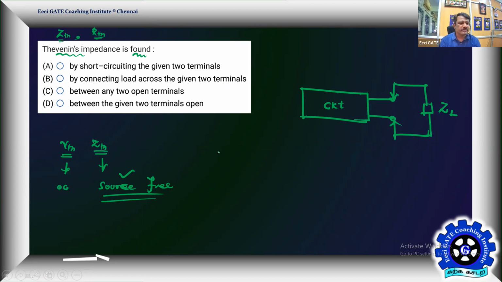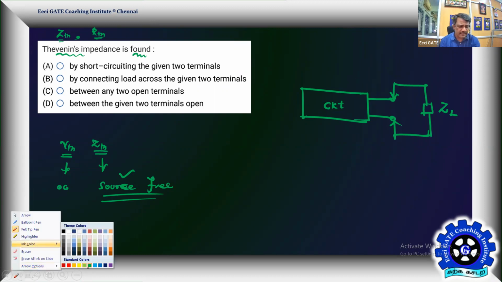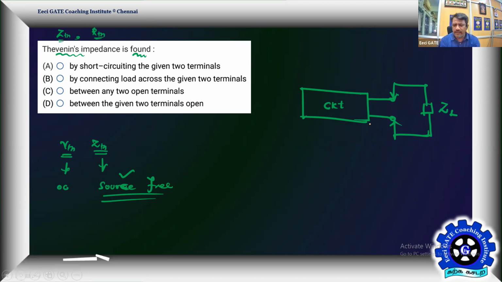So the point is you need to calculate your Z Thevenin. How will you calculate Z Thevenin? Z Thevenin is only to find the response in the load. So wherever you want to find the response, disconnect that element from the circuit. You can label the terminals A and B, and from A and B you are looking for both V Thevenin and Z Thevenin.